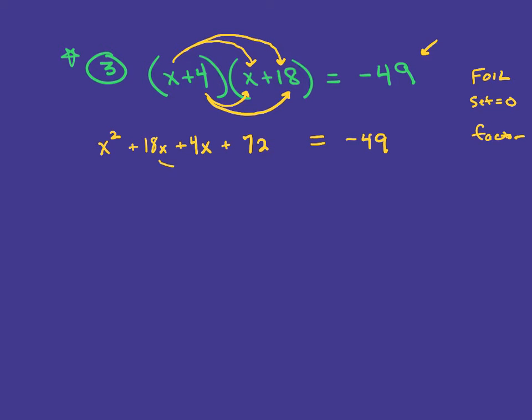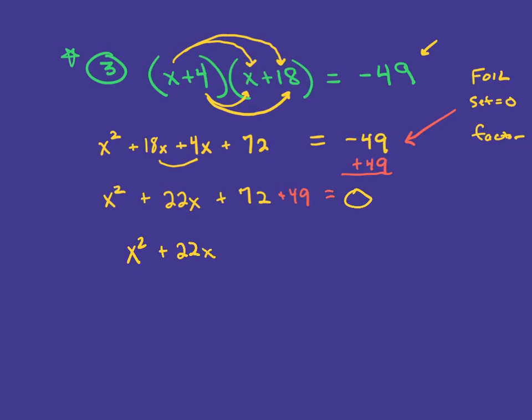So I'm going to go ahead and put our like terms together, the 18x and the 4x. And then I'm going to bring over this 49. That's the setting equal to 0 part. We're going to 0 this out on the right. So we've got x squared plus 22x plus 121 equals 0.